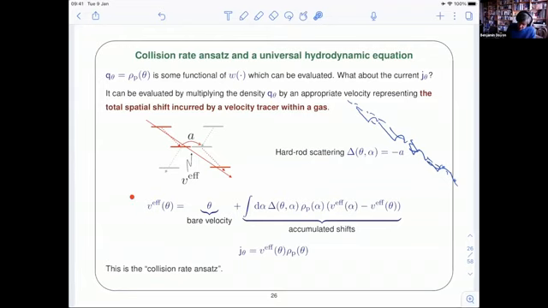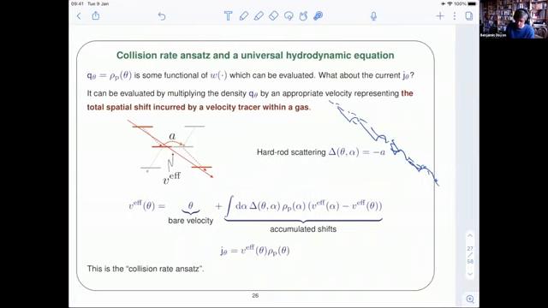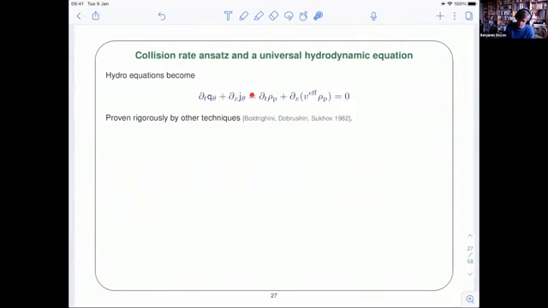So this is an equation, that's the integral linear equation that I had written previously. And it is just a matter of evaluating the total displacement, the effective velocity obtained by total displacement of a test rod within a gas of other rods. Total displacement is due to the free displacement and the jumps. It's the collision rate ansatz, and then you just take current equals this. What you obtain is the hydrodynamic equation, which is this one, the one that I had written previously.